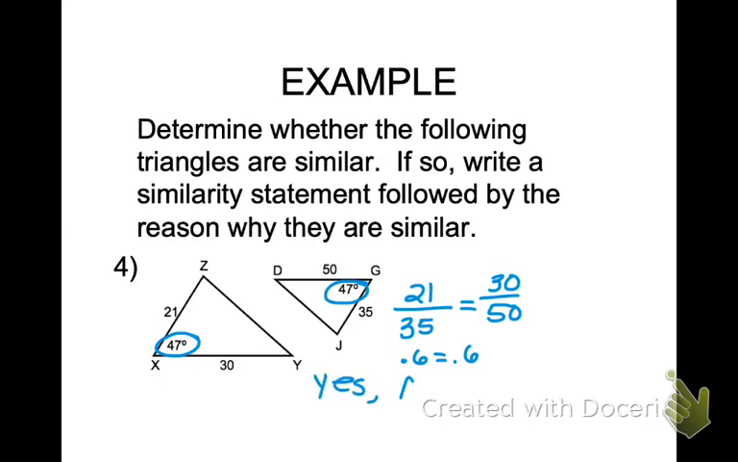Yes. So triangle XYZ is similar to triangle X matches up with what on the other side? G. Y matches up with, D, good. Because Y comes from the largest side of X, so D, and then we're left with J. Side, angle, side, similarity.